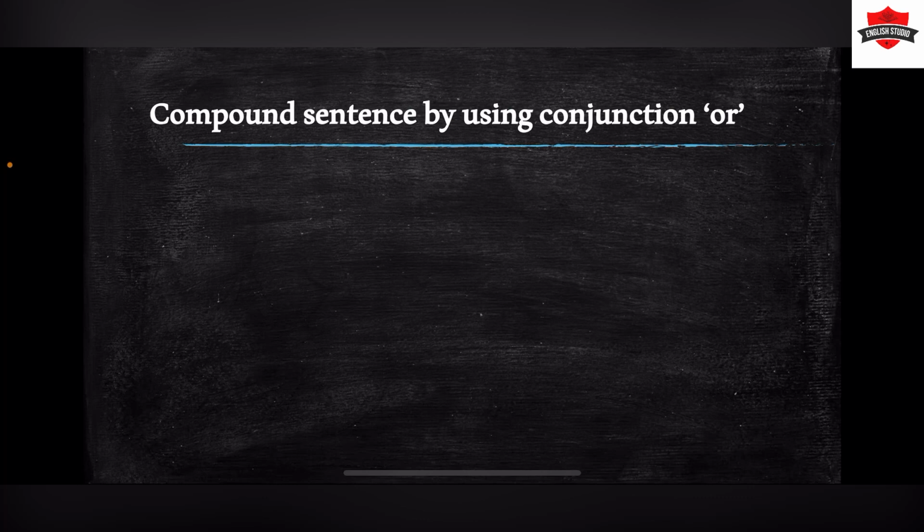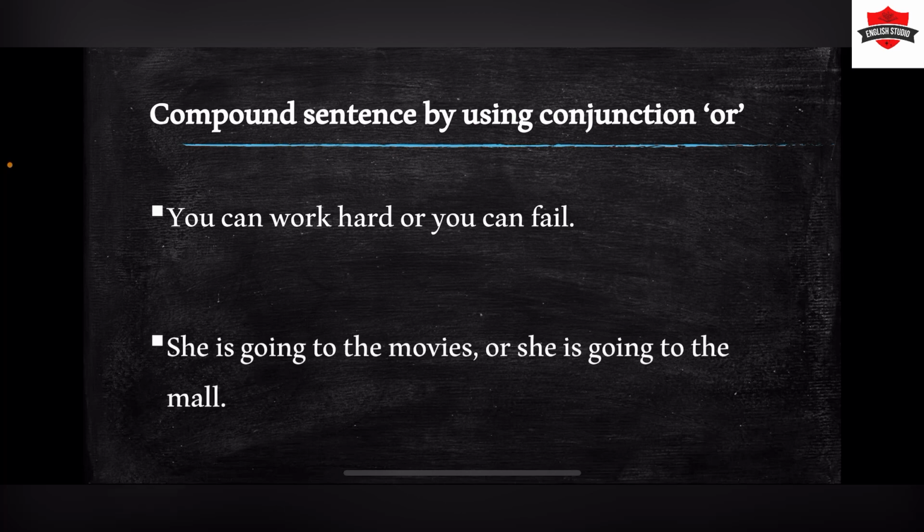Next is by using conjunction or. You can work hard or you can fail. She is going to the movies or she is going to the mall. So, or is used to connect two or more possibilities or alternatives.